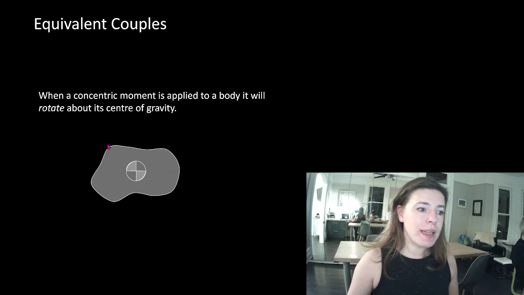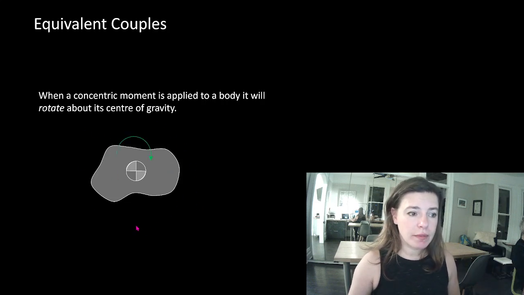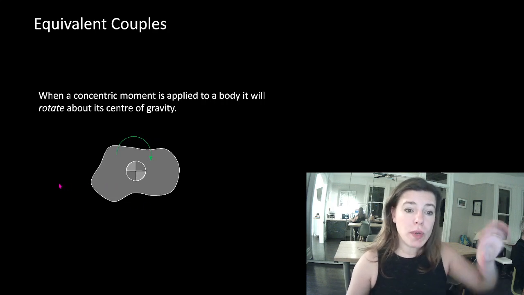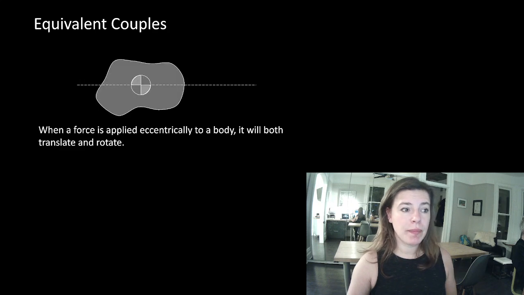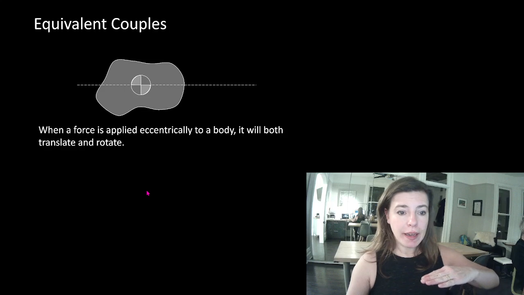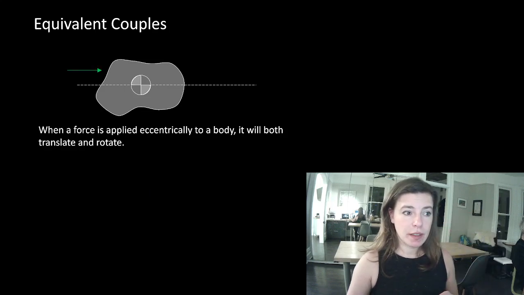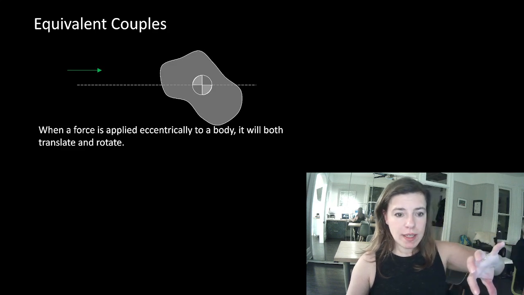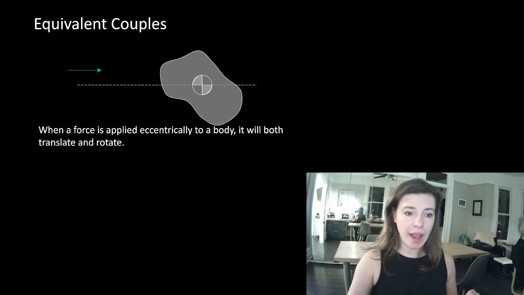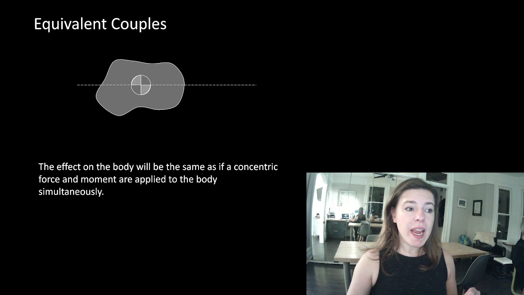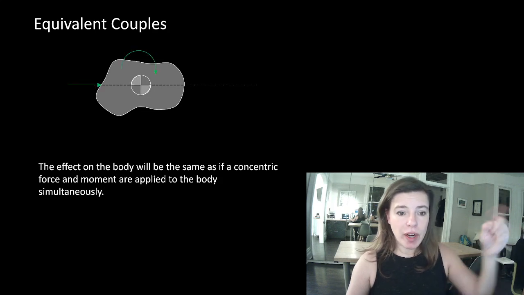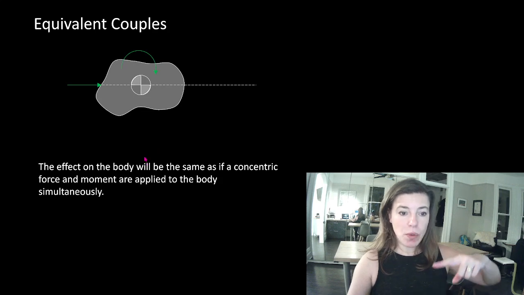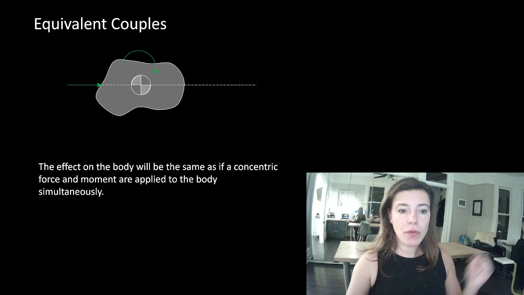When a moment is applied about the centroid of an object, it will rotate. And these are things that I think intuitively you understand. You push something in line, it'll slide. If you rotate something, it will spin. You put a moment on it, it'll spin. If you take a force and apply it eccentric from its centroid, it will both slide and spin. So if just a moment causes it to spin and a force causes it to slide, we know that if the force eccentric causes it to spin and slide, it's the same thing as the force through the centroid and the moment about the centroid. So a force eccentric is the same thing as a moment and a force through the centroid.